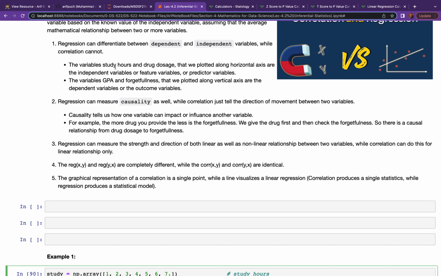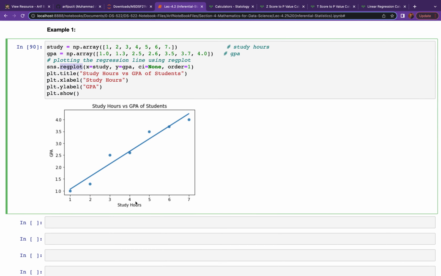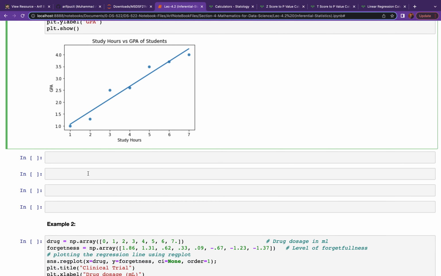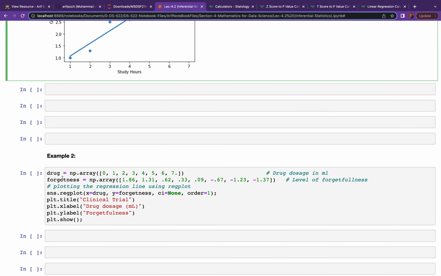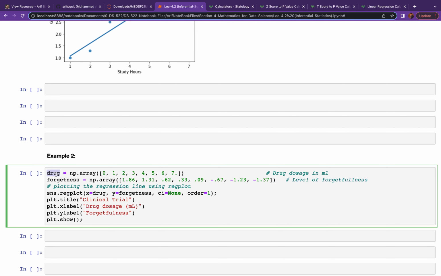In machine learning models, the independent variables are also known as the feature variables or predictor variables, and these feature or predictor or independent variables are kept along the horizontal axis, while the dependent variables, this GPA, are kept along the vertical axis. You can note this in this example. And let me reiterate the difference between independent and dependent variables from this example 2 as well. And this is the same example 2 in which we have the drug dosage and the forgetfulness level.